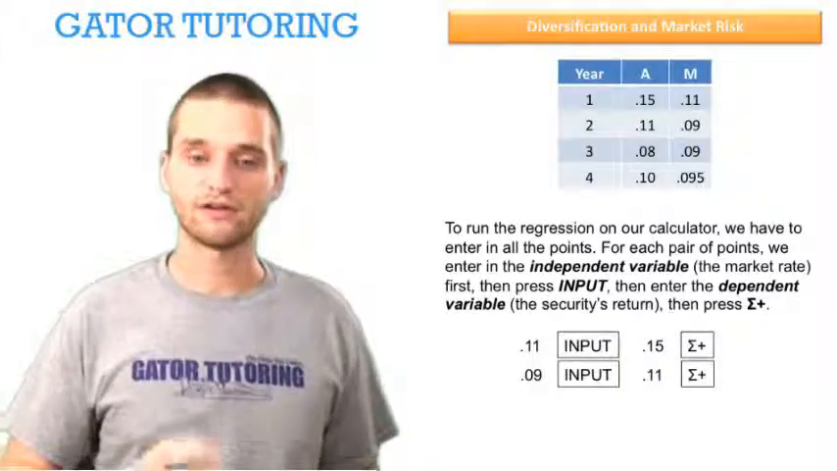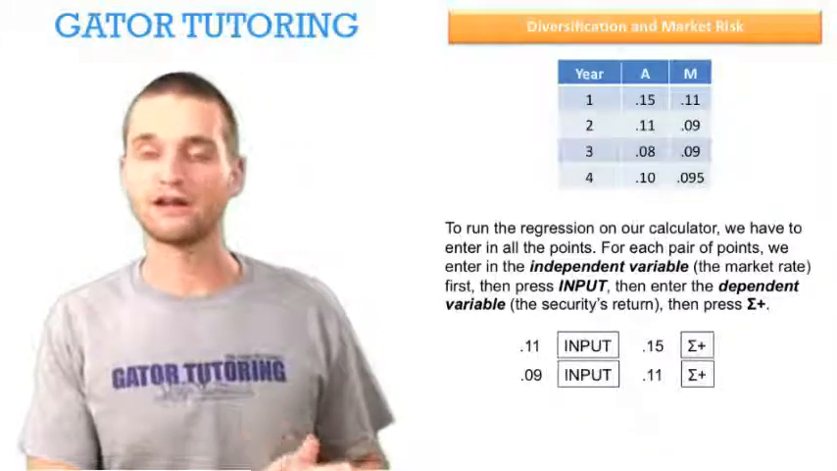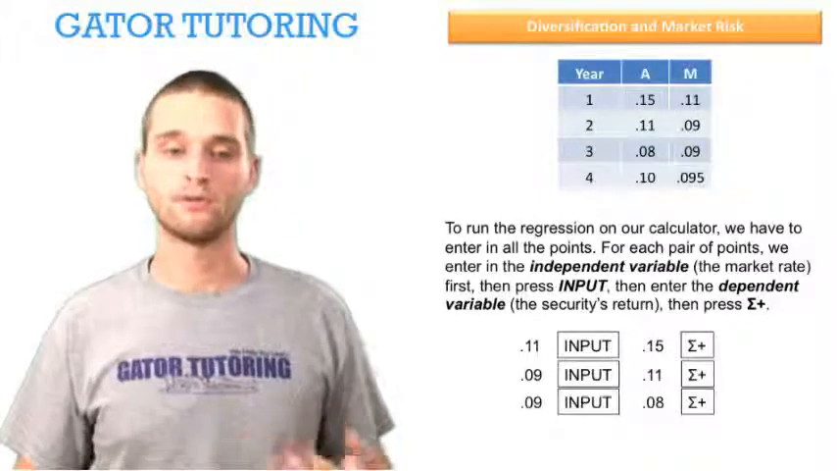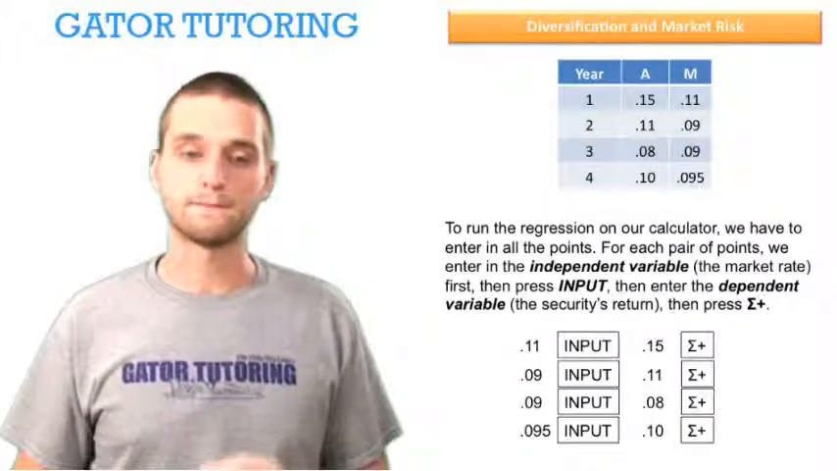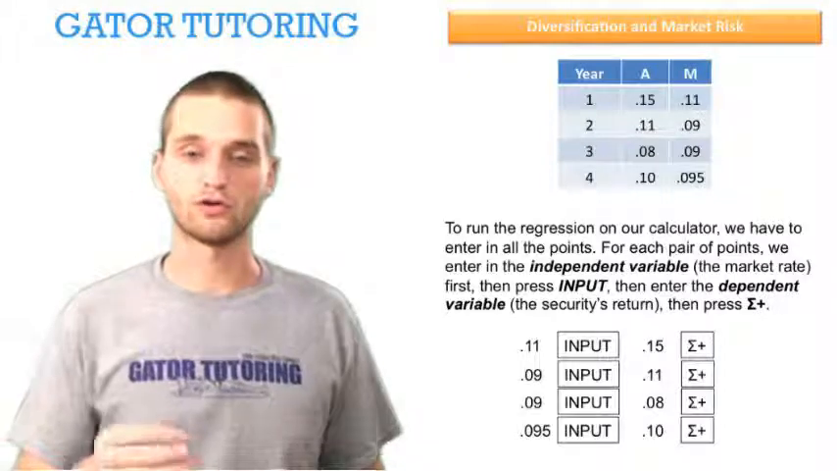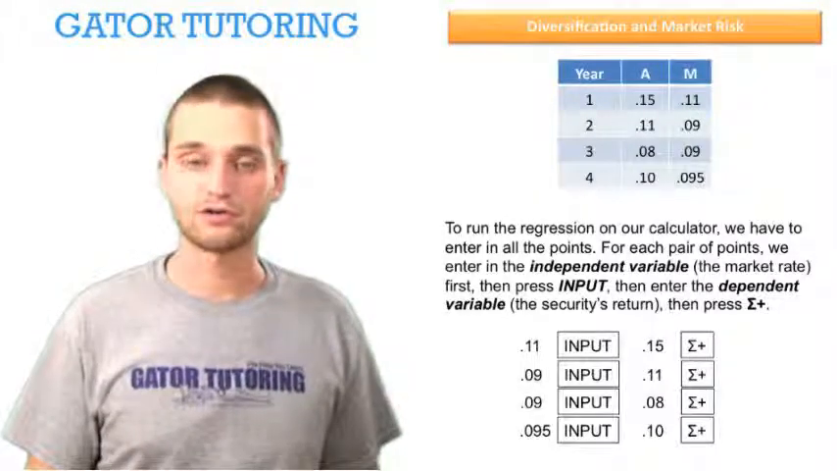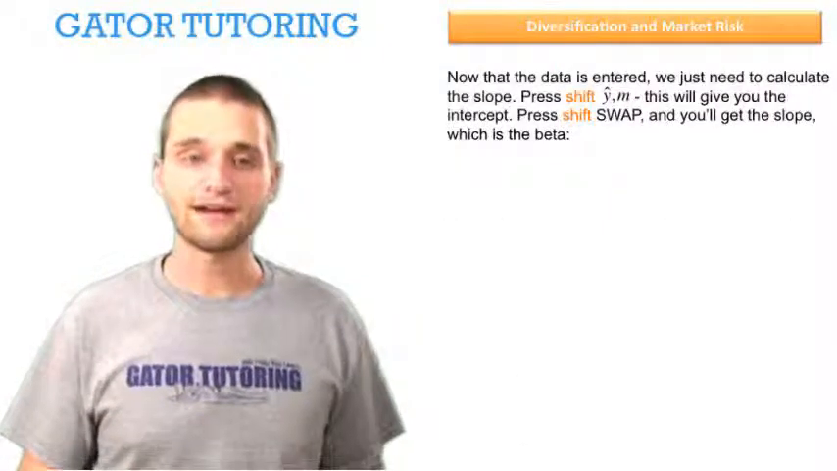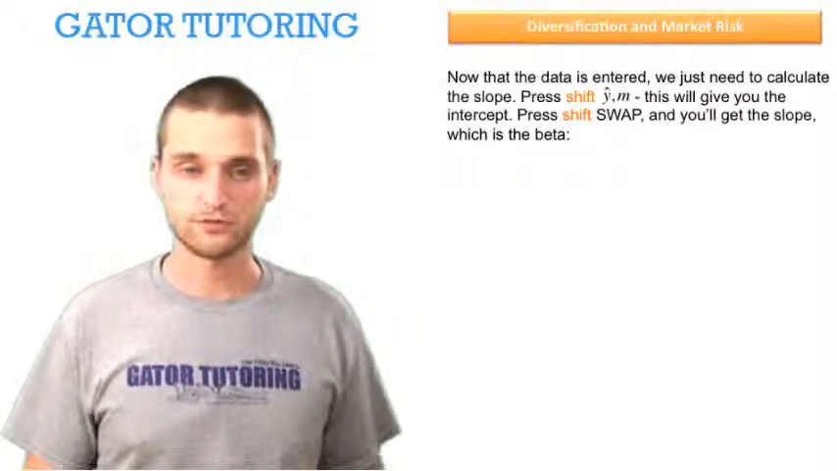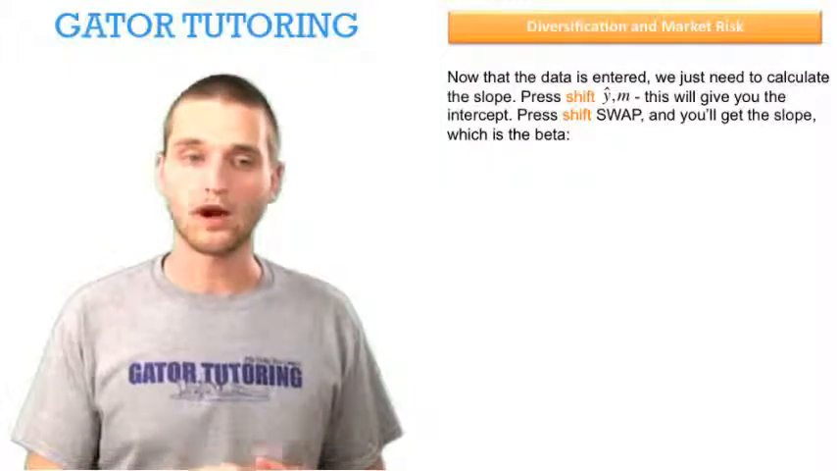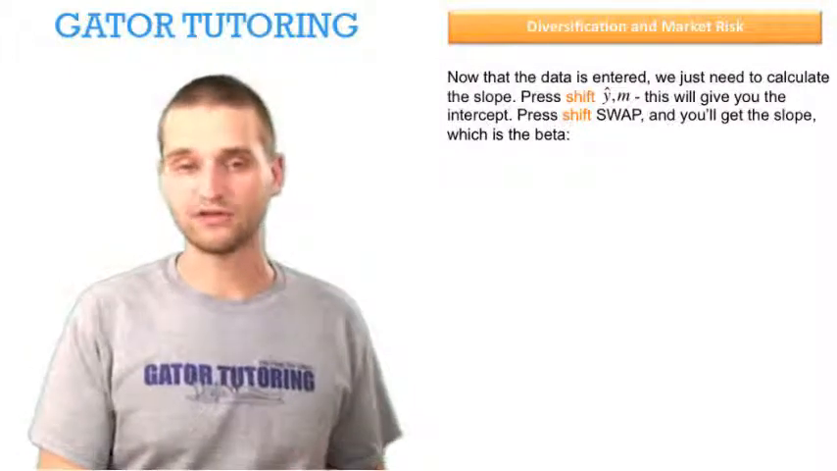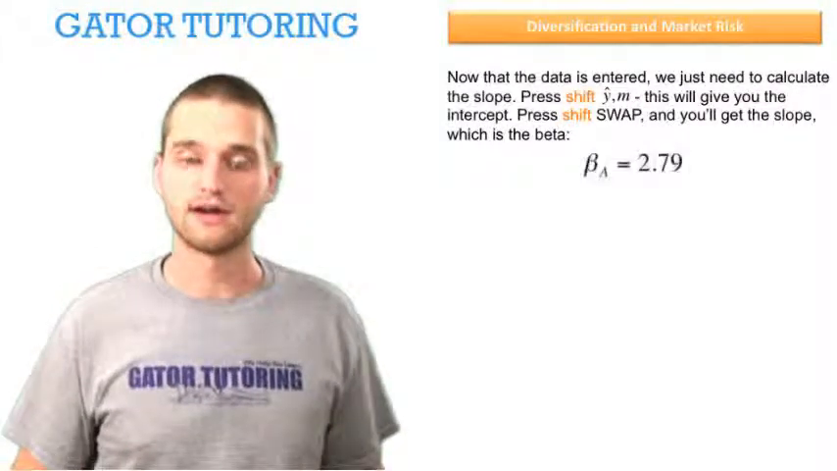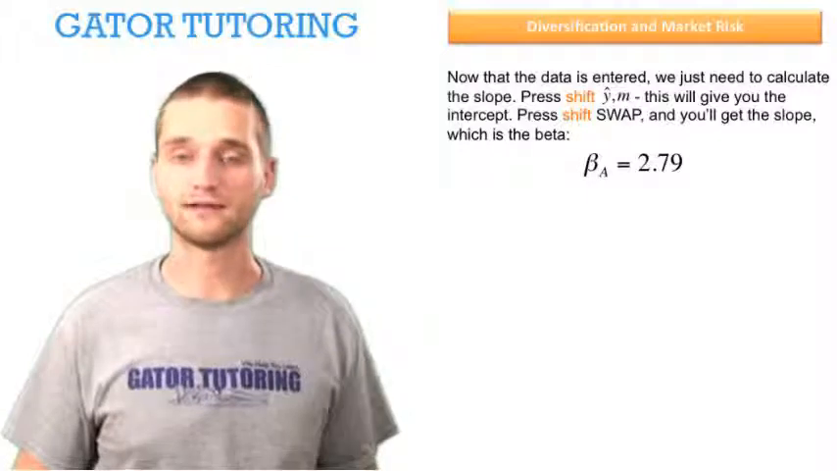Then we do the same thing for the rest. 0.09, the return on the market in year 2, input. 0.11 for A, sigma plus. 0.09 and 0.08, and 0.095 and 0.10. So those are, again, the first number just has to be the market return, and the second number has to be the individual security return. Now that the data is entered, we just need to calculate the slope. Press Shift Y hat M, and this will give you the intercept. Press Shift Swap, and you'll see the slope, which is the beta, and our calculator tells us is 2.79.